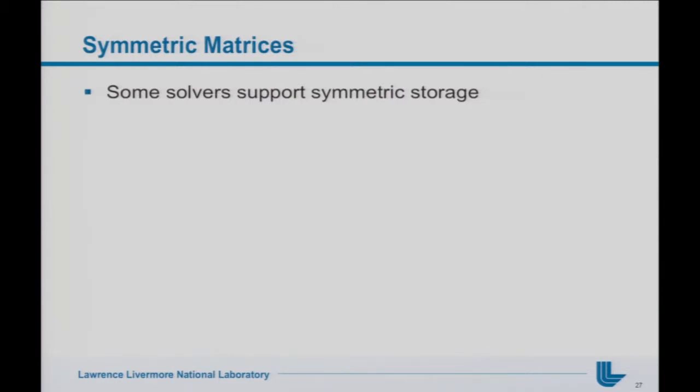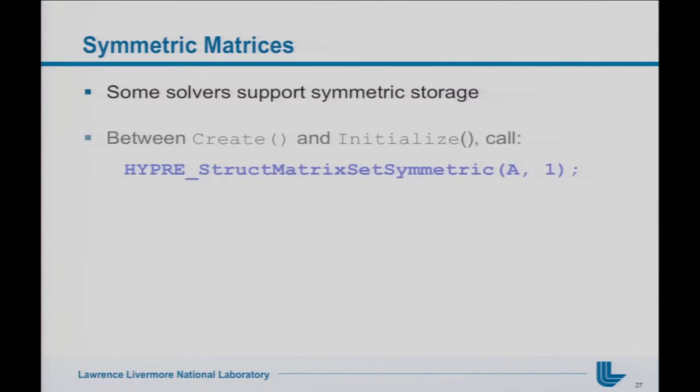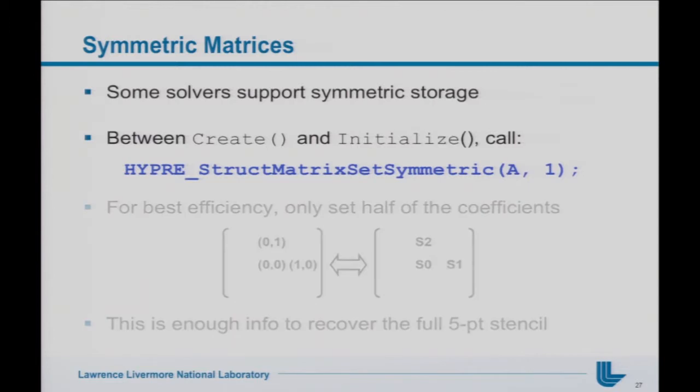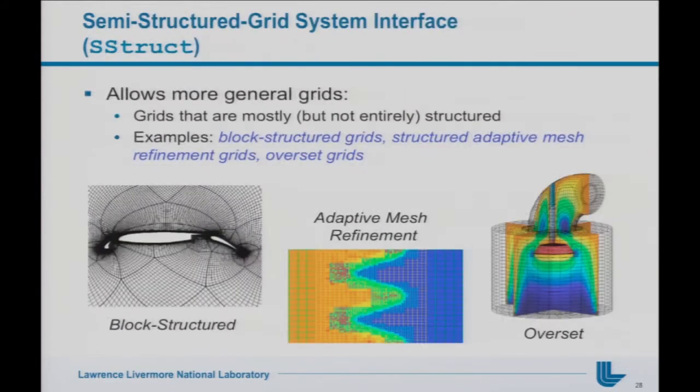Okay? So after those basic steps, I've got a linear system. And I can now call solvers, pass that in, and call solvers that can take advantage of the structure that I just described through that interface. Another thing you can do is if you have a symmetric problem, you can add this call, just insert it, and we'll only store the upper triangle or whatever, half of the coefficients. That's just one extra feature. OK, so that was quickly the structured grid interface.